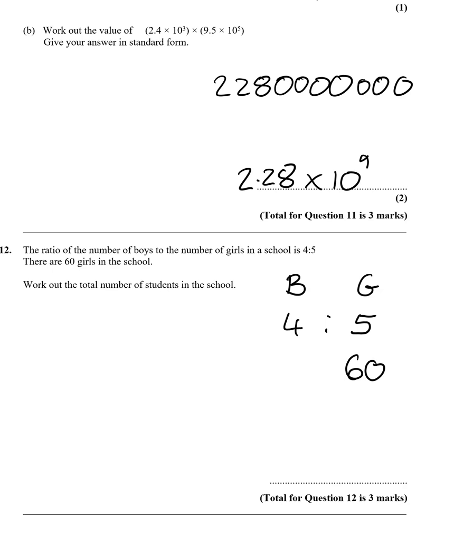So if we do 60 divided by 5, we get 12. So we've times by 12, so therefore we have to times the number of boys by 12 to keep it in the same ratio. So we end up with 48 boys and obviously the 60 girls. All because we did 60 divided by 5.